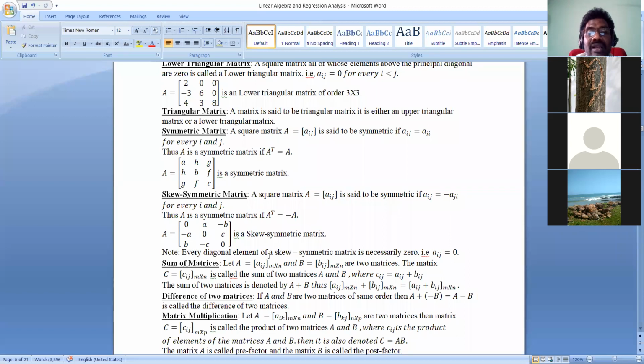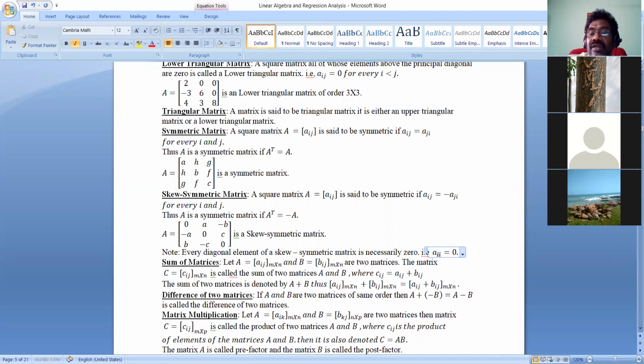Every diagonal element of a skew symmetric matrix is necessarily a 0. That is nothing but Aii equal to 0 for all values. That is necessarily zeros. If these principal diagonal elements are not zeros, this skew symmetric matrix does not occur. So this is nothing but the basic concept about symmetric and skew symmetric matrices.